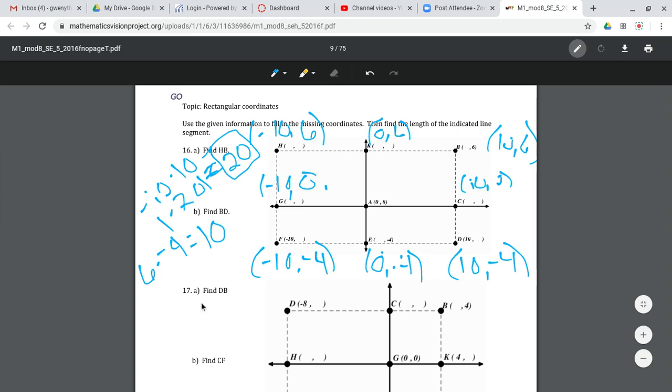So you guys will do the same thing for 17. You've got the second picture down here. Fill it out based on the information given to you, and then answer the questions A and B.